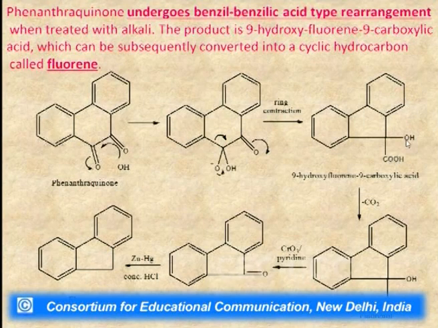This intermediate product, which has the carboxylic acid group and the hydroxy group at the same carbon, will first undergo decarboxylation to give us fluorenone, which on oxidation with chromium oxide in the presence of pyridine forms the ketonic group, the dicarbonyl compound in the centered ring, called fluorenone, which on Clemmensen reduction, on reaction with zinc amalgam in the presence of concentrated hydrochloric acid, will give us the final hydrocarbon, which is called fluorene.